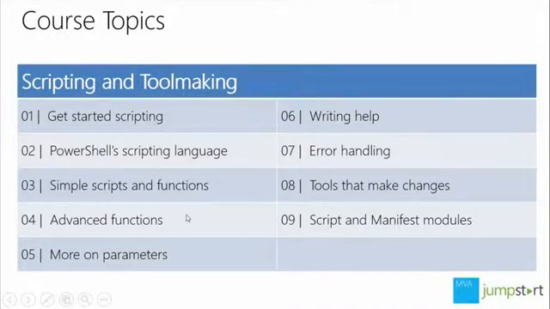One of the characteristics of a tool is that it has parameters. So we're going to show you some of the options you can use with parameters, and we're going to go back and talk about making help, because help is one of the most important things when you're making a tool. We'll also get into error handling and tools that make changes, how to get the dash confirm and whatif options. And at the very end, we're going to show you how to bundle all of this properly so that you too can have your own modules of your own tools, your own little toolbox, if you will.